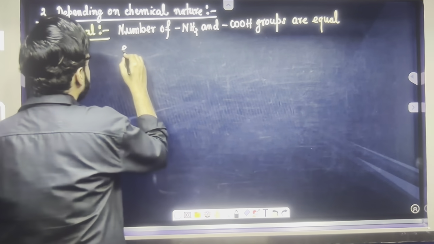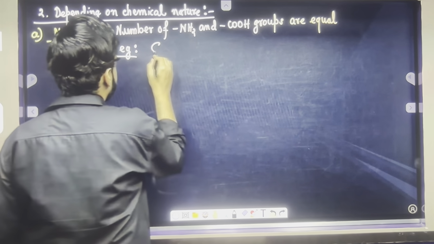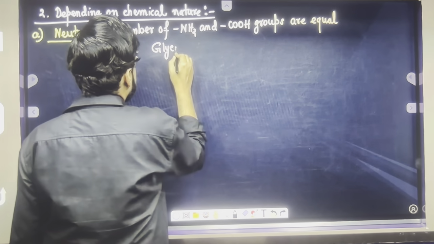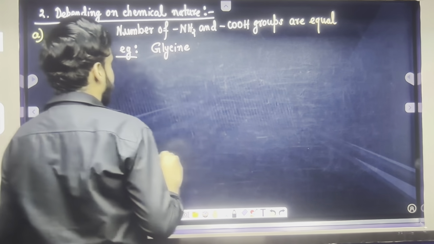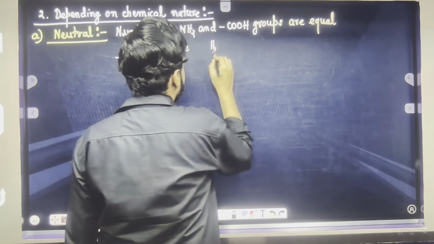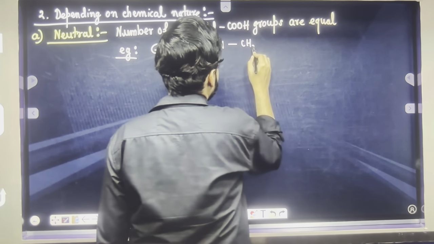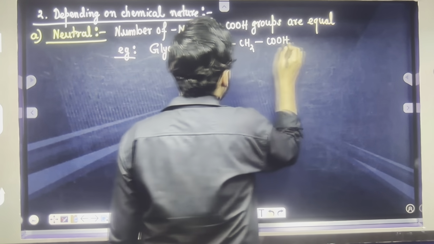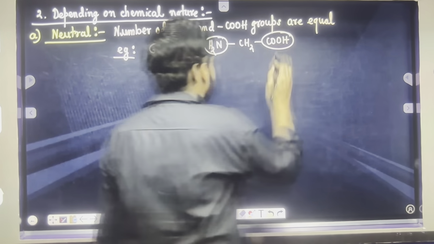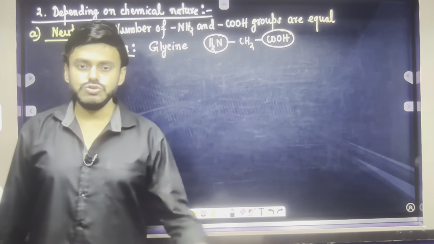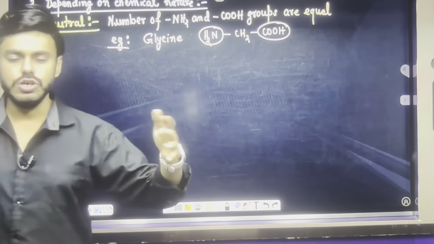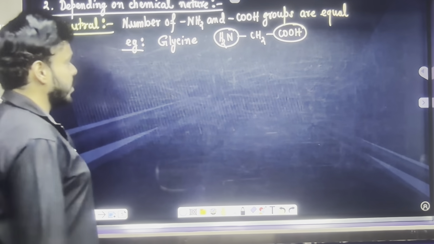For an example, we can write glycine. Glycine has the formula NH2-CH2-COOH. Look, the number of NH2 groups is 1, and the number of COOH groups is also 1. So there are equal numbers of NH2 and COOH groups, so this compound is a neutral amino acid.